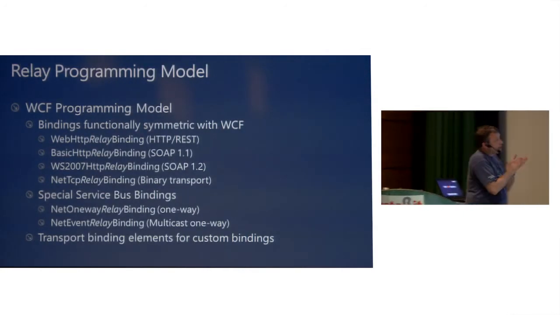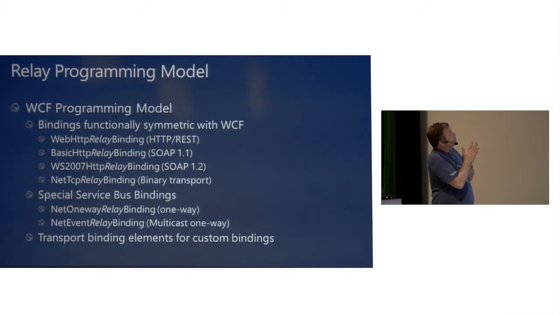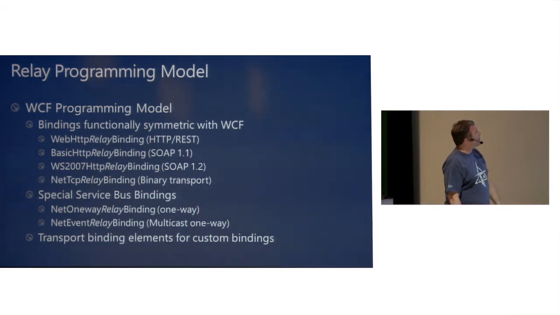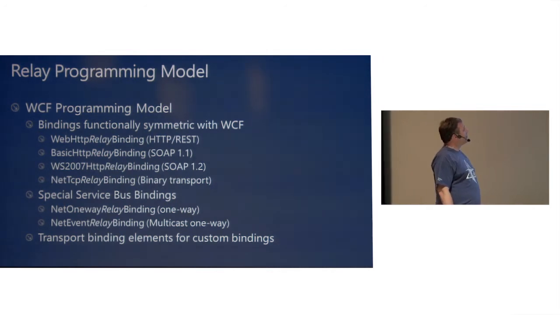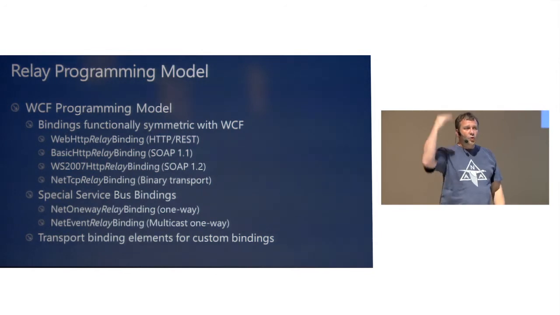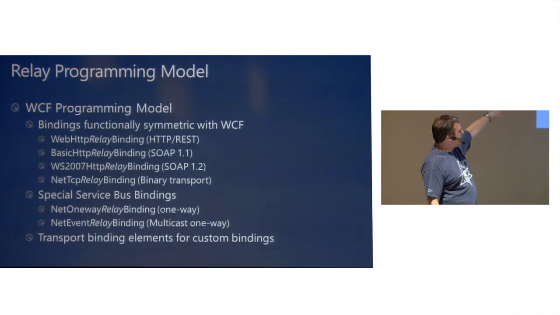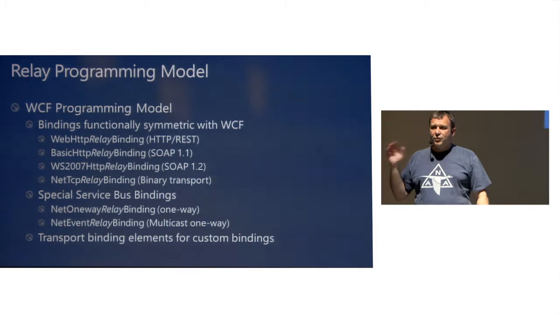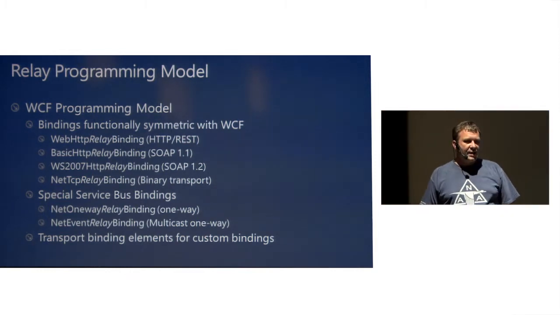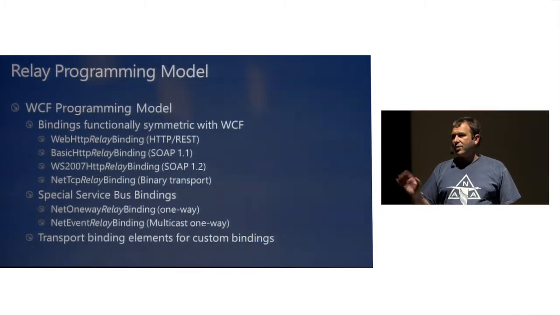So the programming model for the relay is a WCF programming model. You have a number of bindings you can use. There's a web HTTP relay binding, basic HTTP relay binding, WS2007 HTTP relay binding, NetTCP relay binding, all corresponding to the respective WCF bindings. The special service bus binding, one I already mentioned, net event relay binding, that's the multicasting one. Now, if you don't program WCF, the thing that's going to help you there is this IIS bridge, which is going to allow you to plug this into IIS.